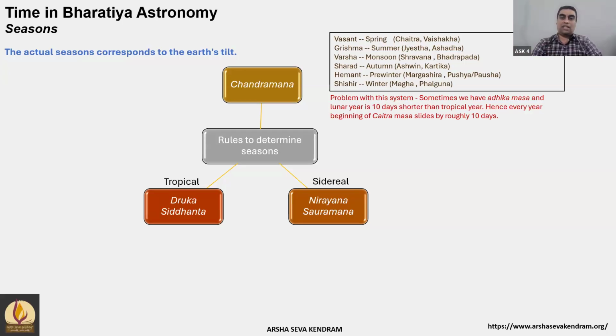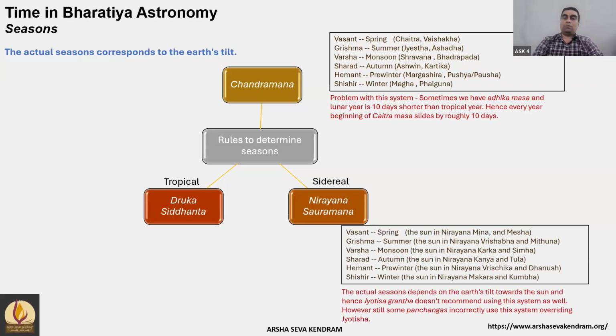So let's look at the sidereal Nirayana Sauramana, which is the sun transiting through different rashis. We can say the sun in Meena and Mesha could be Vasanta, the sun in Rishabha and Mithuna could be Grishma, summer, and so on and so forth. The actual seasons depend on the Earth's tilt towards the sun, and hence Jyotisha Grantha doesn't recommend using this system either. However, still some Panchangas are using the Nirayana Sauramana.